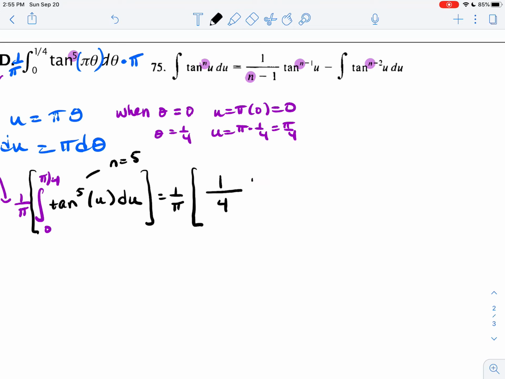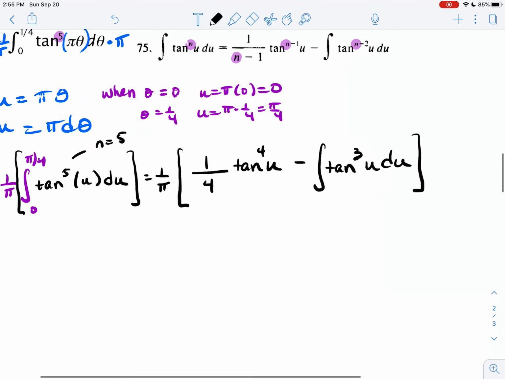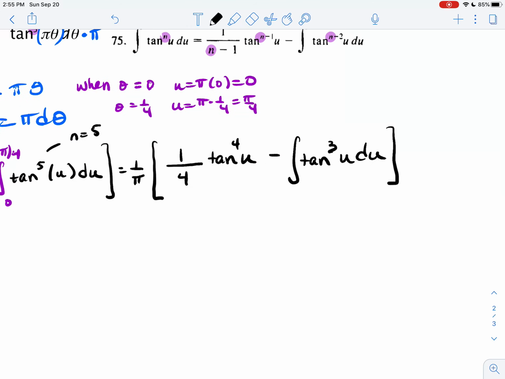So on the other side, I'm going to say this is 1 over 5 minus 1, which is 4, times the tangent of 5 minus 1, which is 4. And then I have minus the integral of tangent to the 5 minus 2, which is 3, u du. Okay. Now, and plus c, but we don't need the plus c since we are still using 0 to pi over 4.